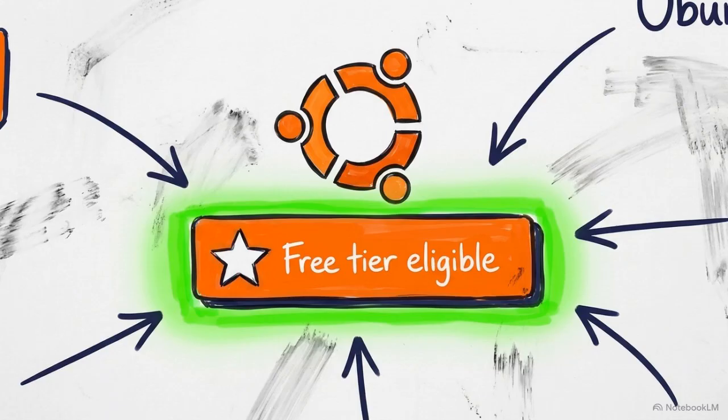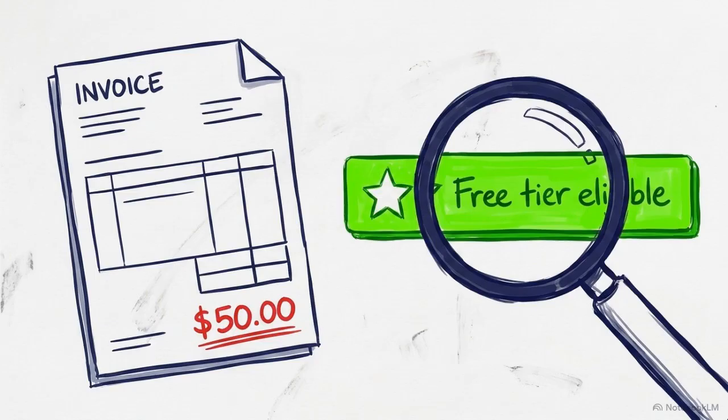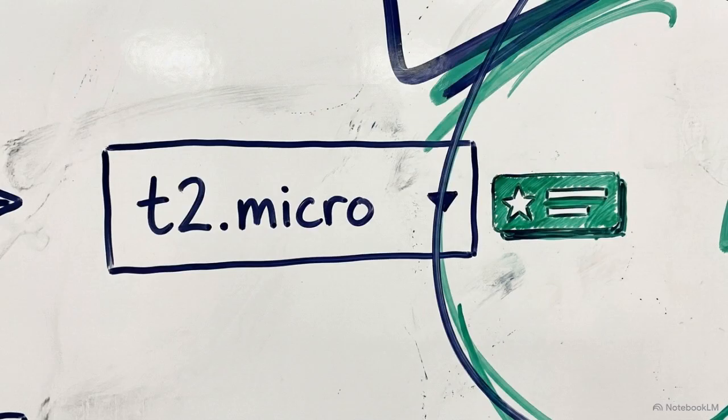Look closely beneath the Ubuntu logo and confirm you see the free tier eligible tag. Skipping this verification step is why beginners accidentally incur charges. Always check for the tag. Scroll down to the instance type section. Leave it exactly on the default setting called T2.micro.